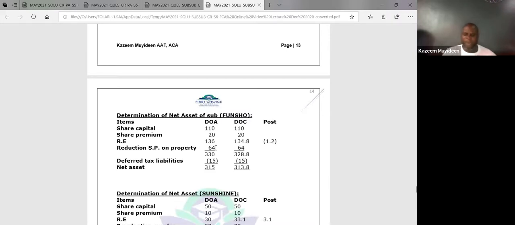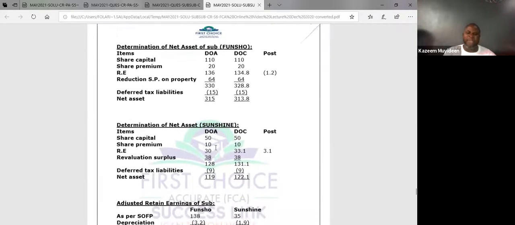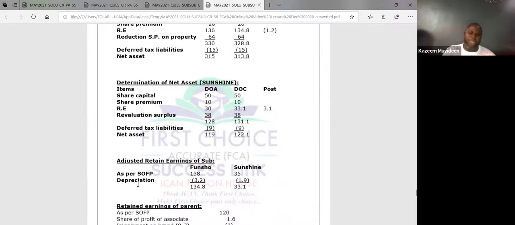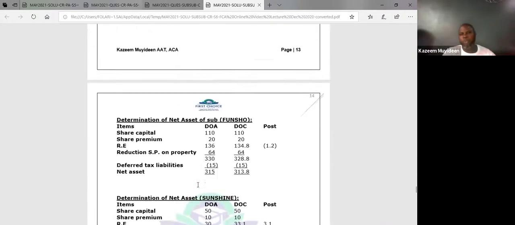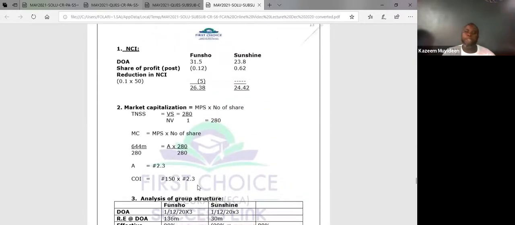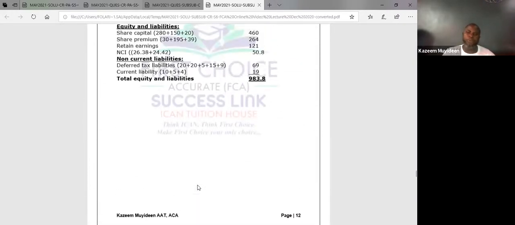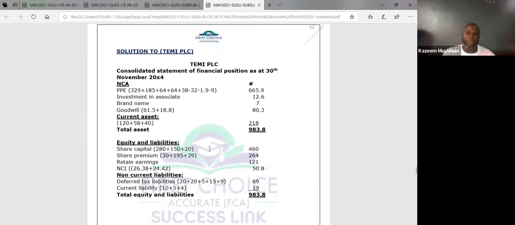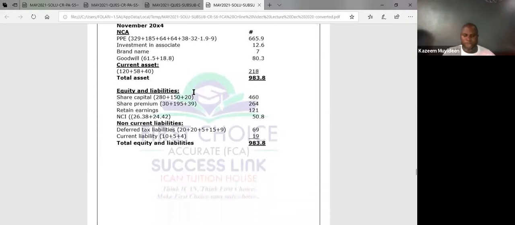What do I do to the 3.2? I will remove it from the adjusted return of the subsidiary, 3.2. Then I will credit the PPE, minus 3.2. There is a depreciation, minus 3.2. Then again, look at it.